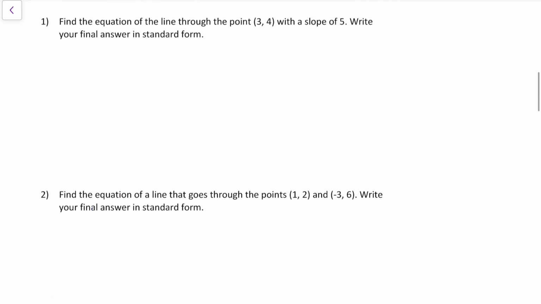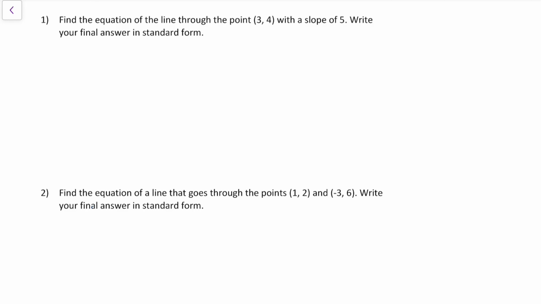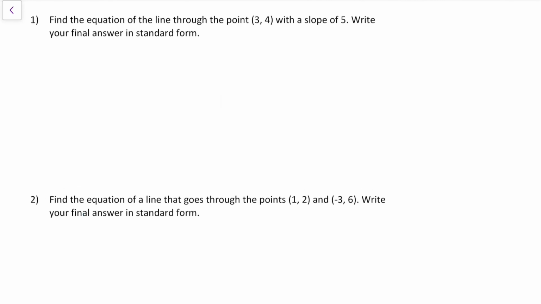So question 1, find the equation of a line. So as soon as I see that, find the equation of a line, I'm going to write down slope and point, because those are the two things I know I'm looking for. Find the equation of a line through the point 3, 4, so there's my point, with a slope of 5. And it wants us to write our final answer in standard form.